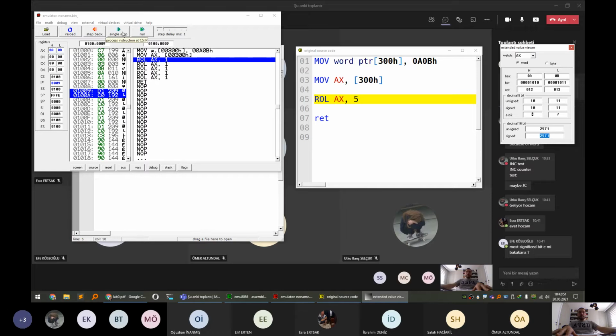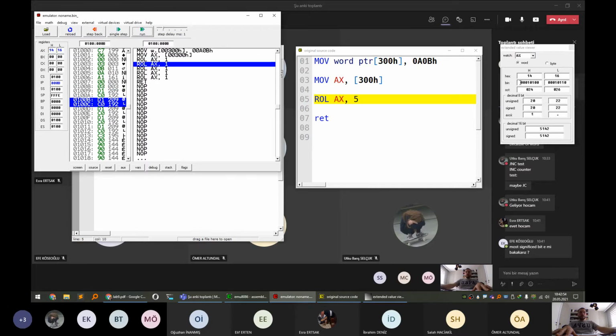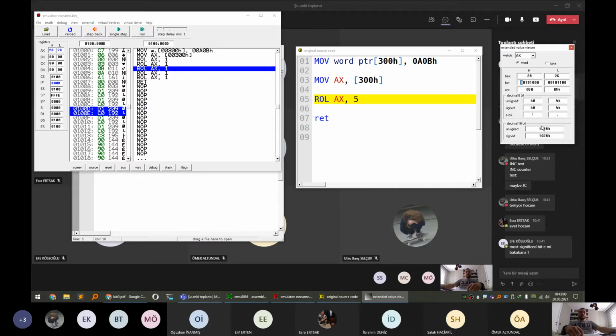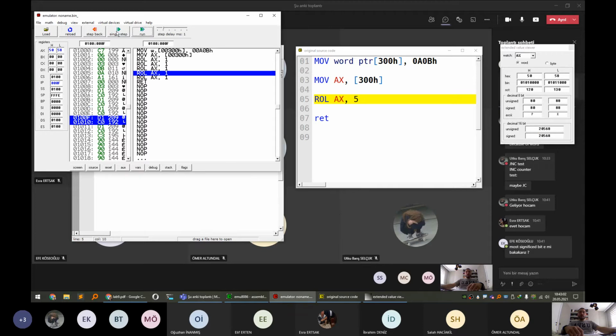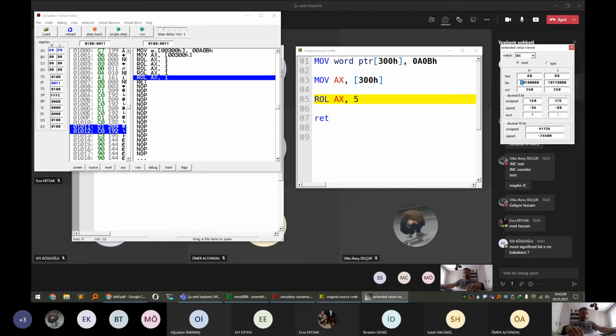I'm rotating left by 1. The most significant bit is 0, the value is positive. Rotate again, 0, positive. Rotate again, 0, positive. Sorry, 1, negative. As you can understand from this, if a signed register's most significant bit is 1, it means that value is negative. Okay?